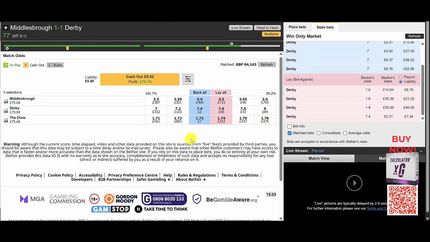but you saw how we spotted this. Derby leading at half time. Current projected match result was a draw. We knew that there was a correction. We expected a correction. We got involved laying Derby. We got the equaliser. Okay, simple as that. So anyway, Middlesbrough won, Derby won. We're out with a profit.